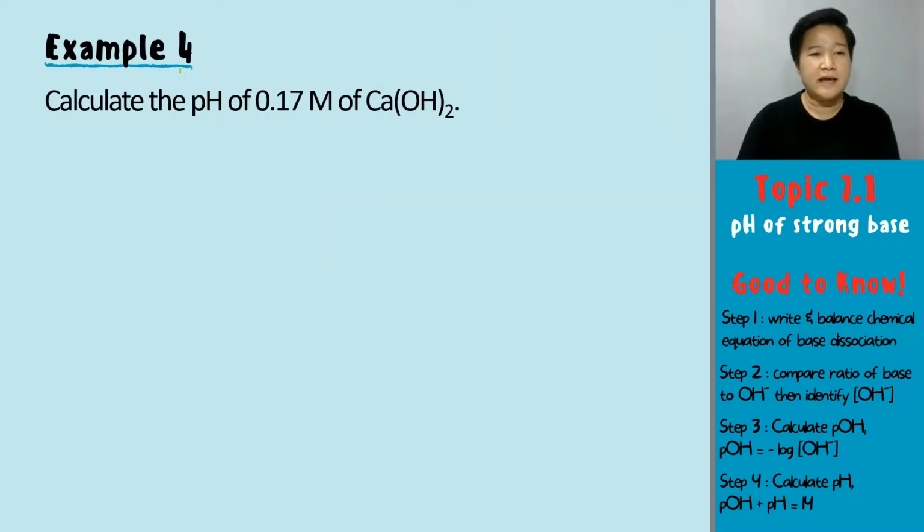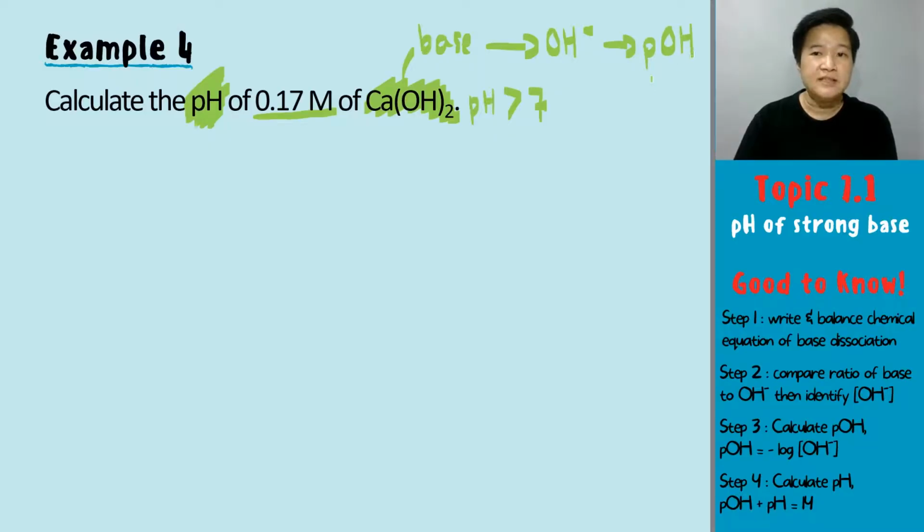Alright? Next, and also the last example for this video, a very similar thing: the question is still asking for the pH of a 0.17 molar calcium hydroxide. So the same story. It's a base. Therefore, the pH calculated must be more than 7. But since it's a base, guys, we only have OH minus. Therefore, we can only calculate the pOH first. Then only we calculate the pH value.